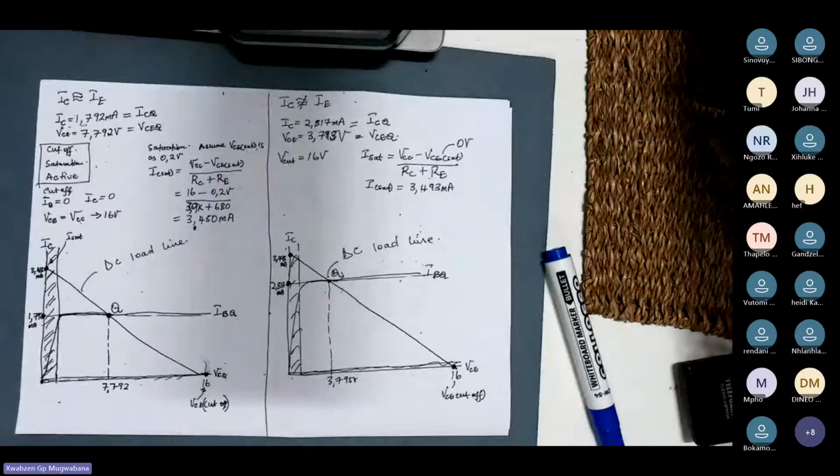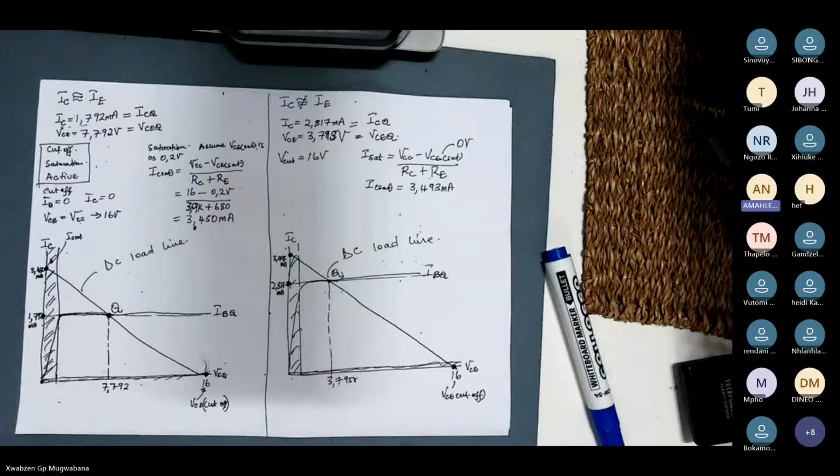Any question whatsoever? Sir, Yebo, can you please do the ICQ point and the VCQ point? My network is bad, so the screen is blurry. So I wanted to get the part of the ICQ, like, where do I get to place the Q on the graph?